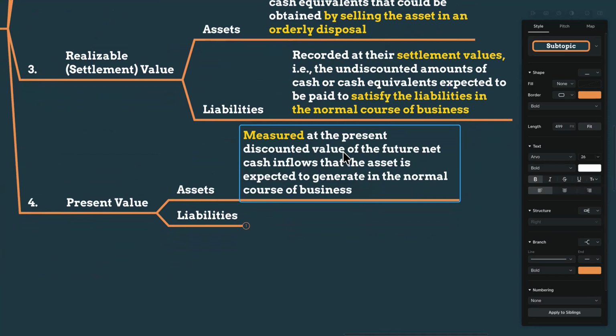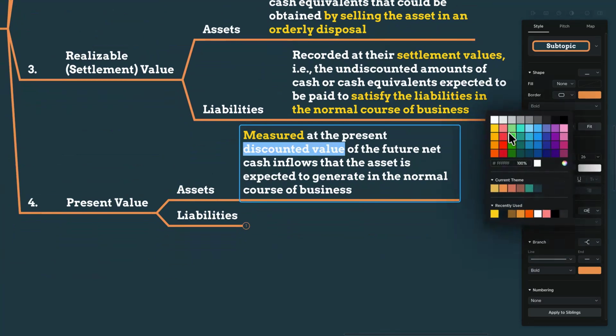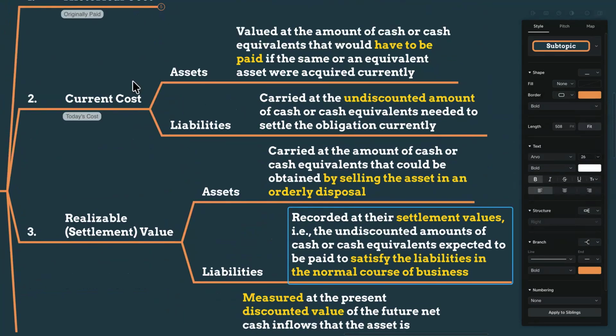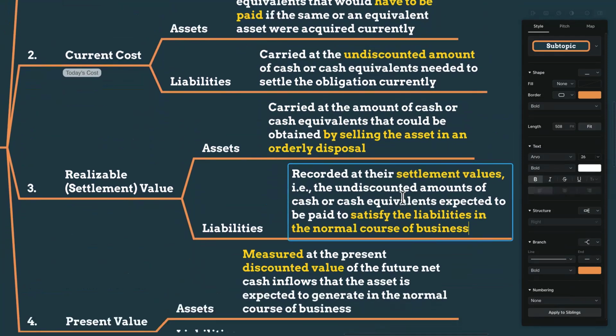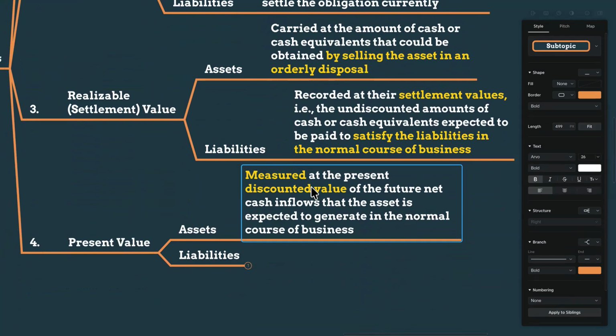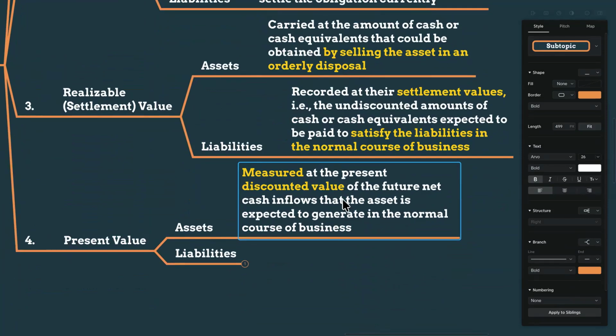Present value means it is measured at the present discounted value. That's an important word. You can see here for the realizable value, and also current cost, we are using for the liabilities always the undiscounted amount, right? But for the present value, measured at the present discounted value, you will learn about the discounting. You already did discounting and present value calculation in business mathematics, right? That's something called present value, right? So it is measured at the present discounted value of the future net cash inflows that the asset is expected to generate in the normal course of business.